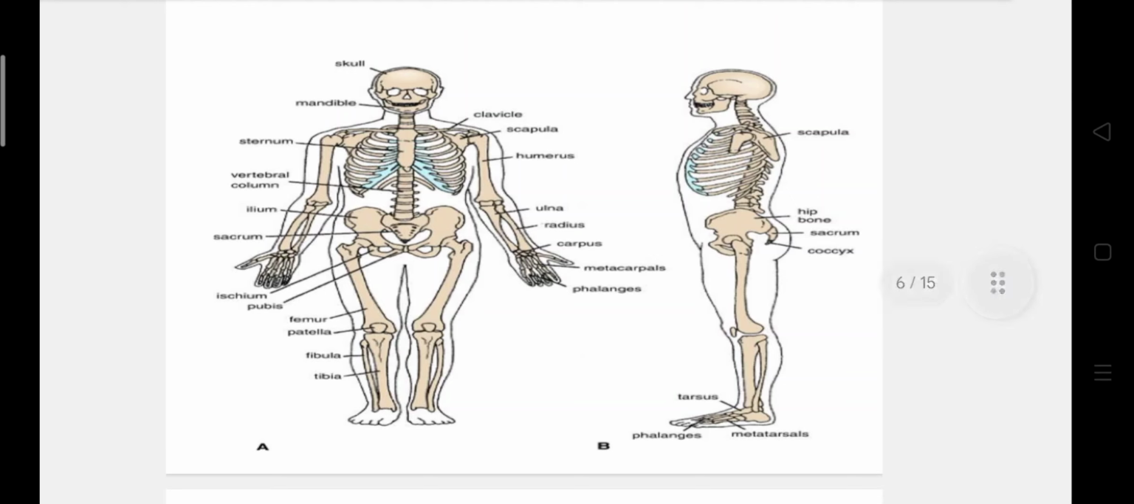These are the structure of bones. Skull, mandible, clavicle, scapula, humerus, ulna, radius, carpus, metacarpals, and phalanges. Femur, patella, tibia, fibula, hip bone, etc.